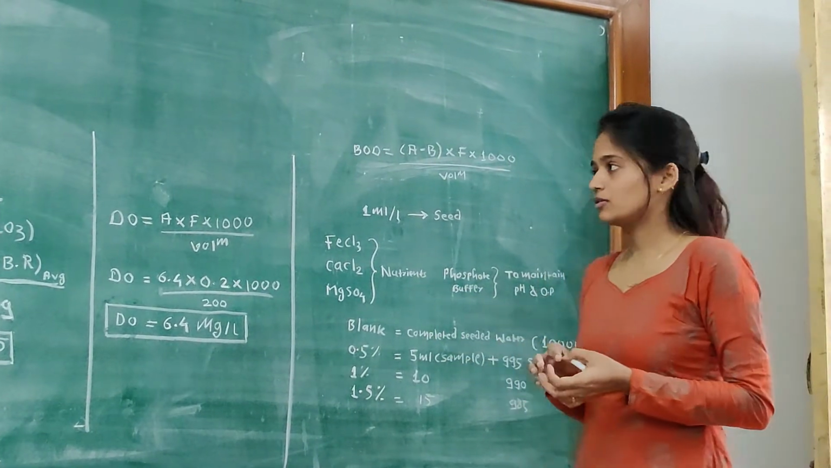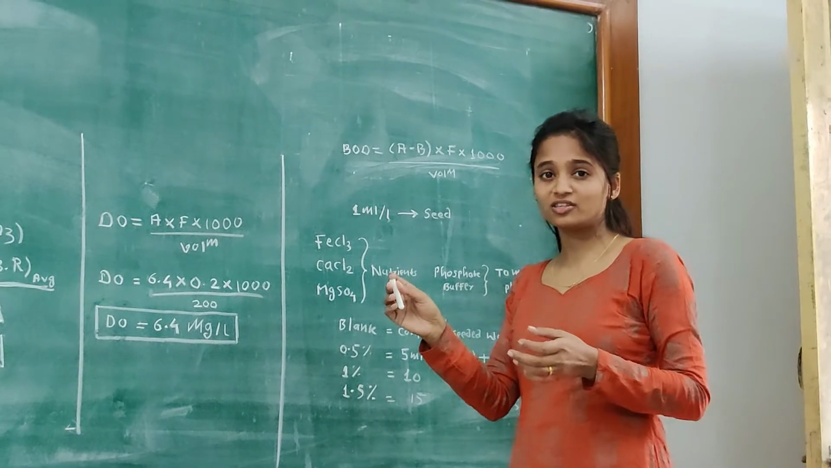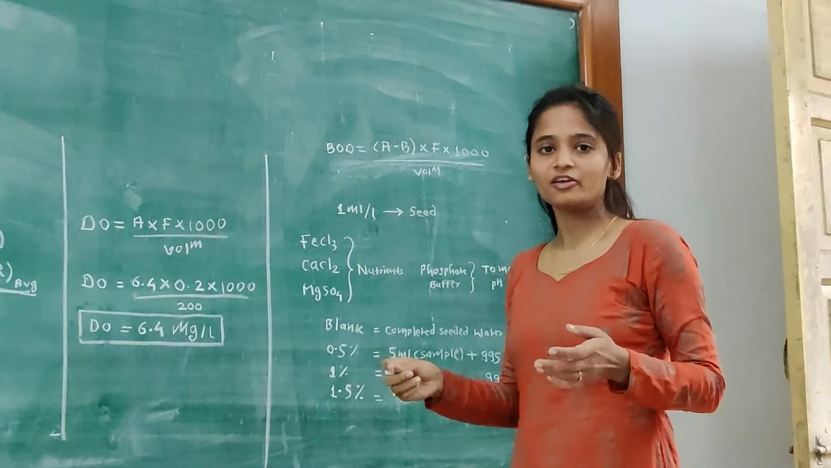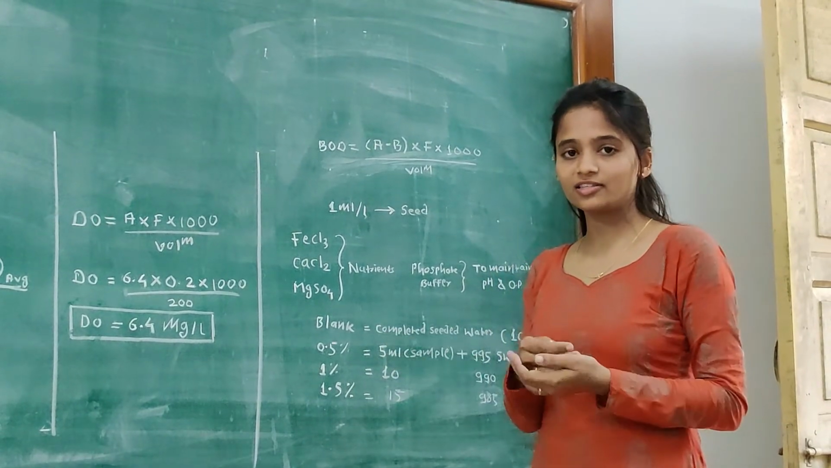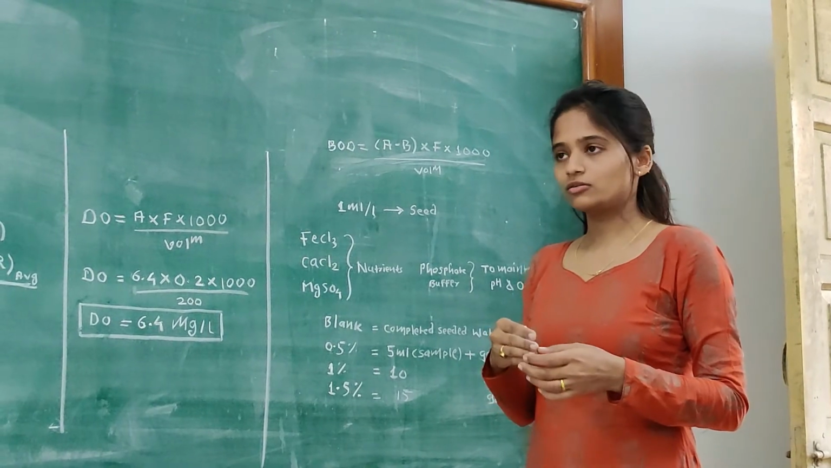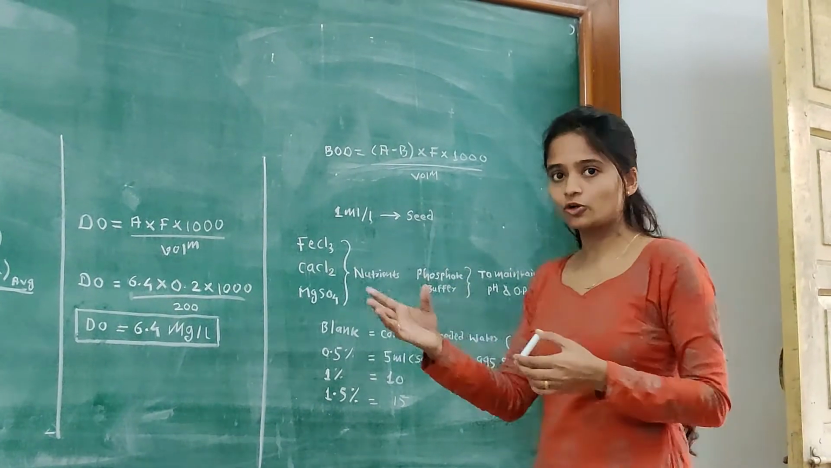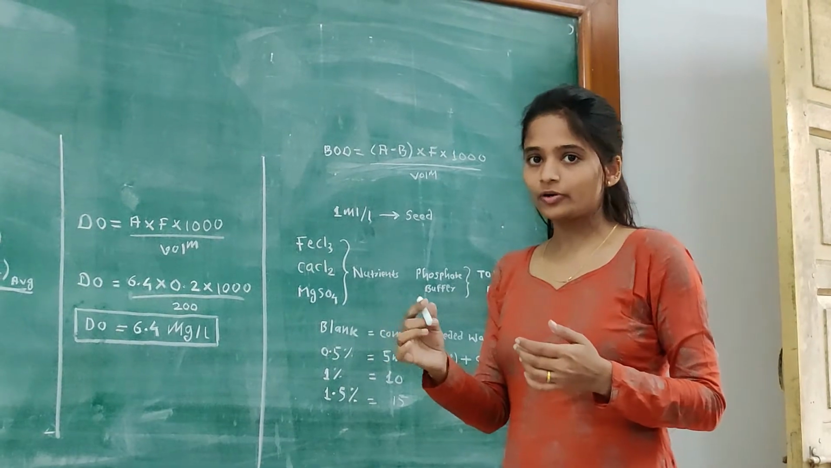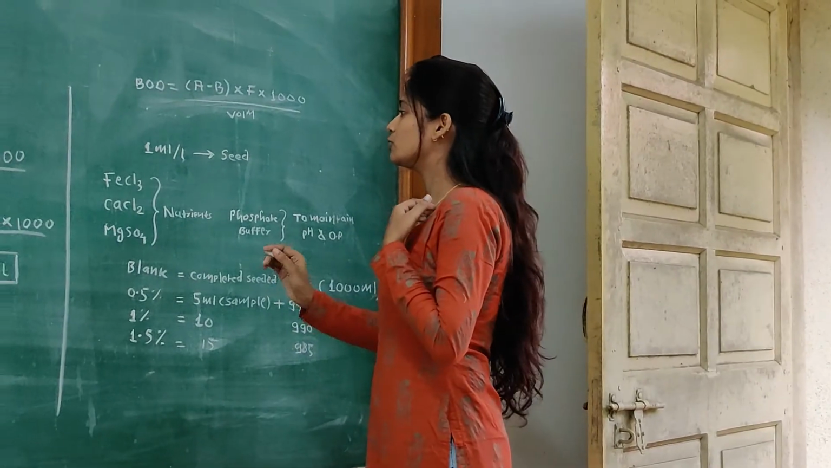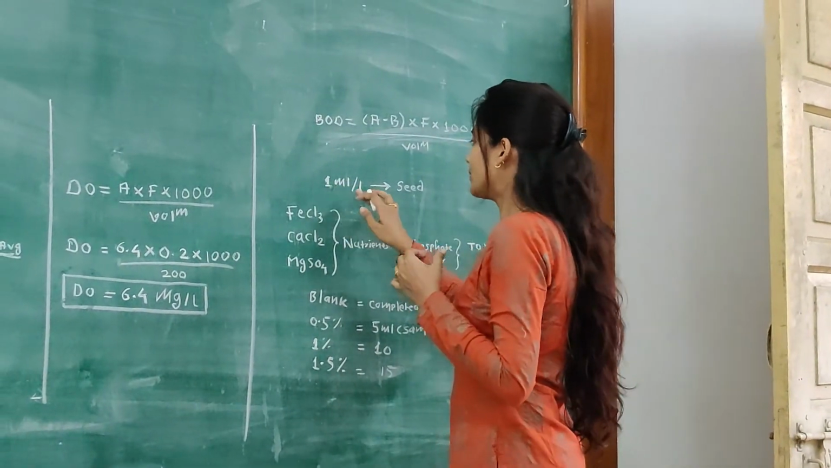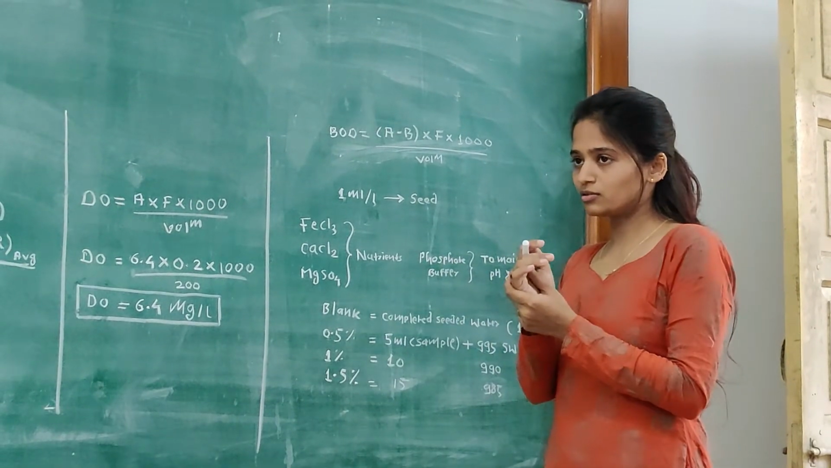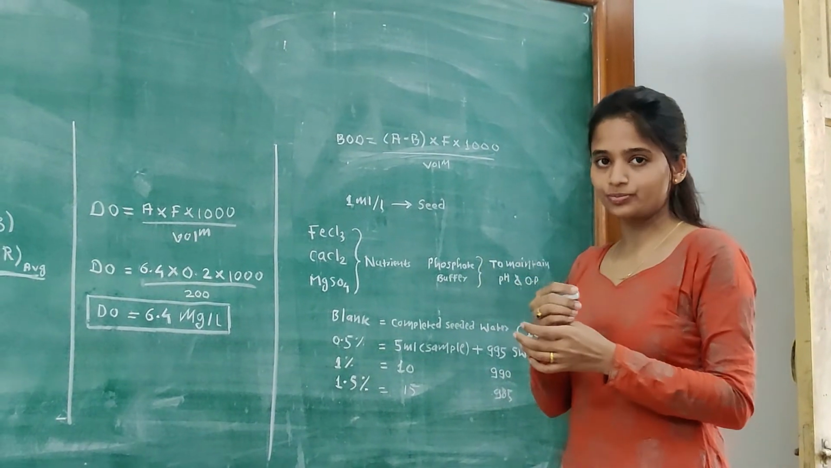So if we are using distilled water, there is no chance of organic contamination, but just to be ensured, we need to aerate it for 24 hours. Then after 24 hours, what do we need to add? 1 ml of seed. So what does seed mean? Seed is the source of microbes, we can say.